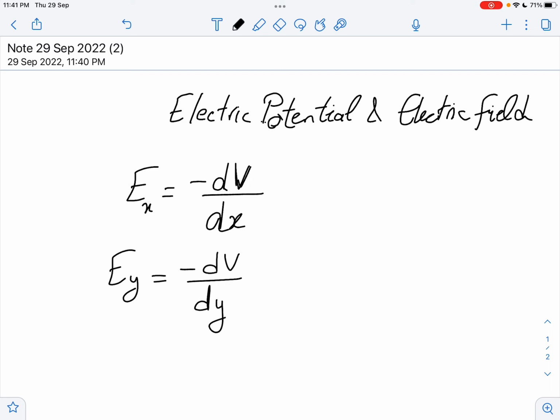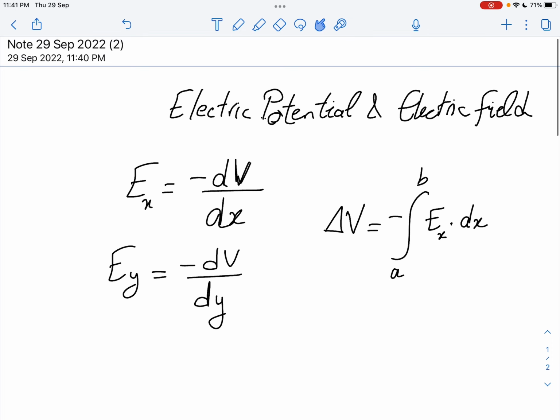Now, this means that delta V, the voltage, V final minus V initial, is minus the integral from initial to final. Let's say A is the initial point, B is the final point, of E dot dl. If it is EX, it's EX dx. If we have EY, it's EY dy. If I have both EX and EY, it's simply going to be EX dx and EY dy. So we can write it like that.